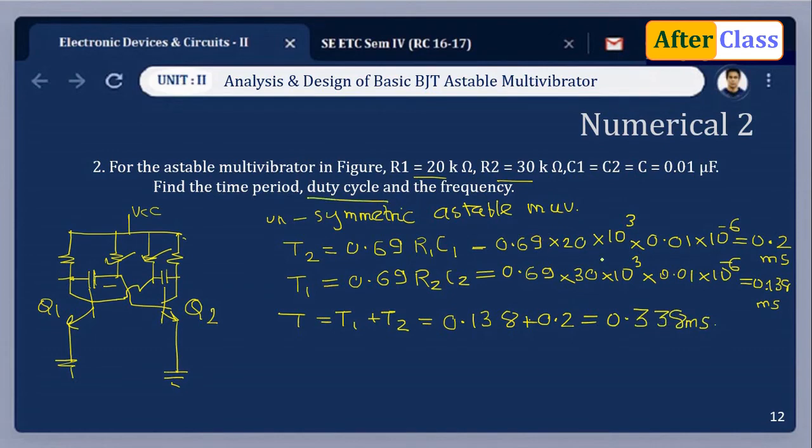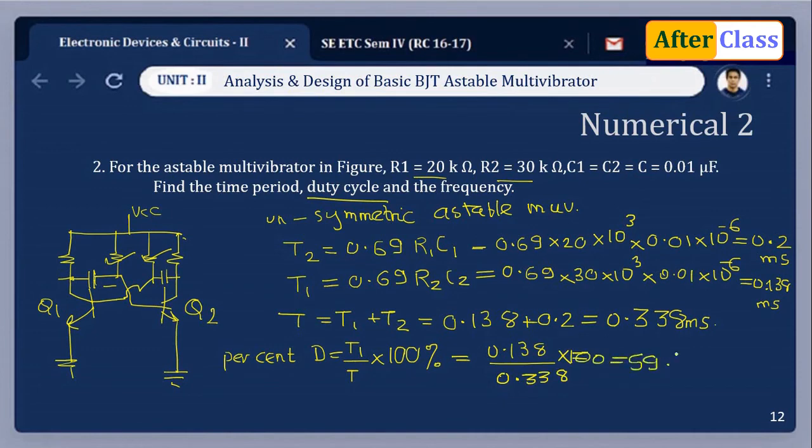What is asked? Calculate the duty cycle. Now what do we mean by duty cycle? It is the T on divided by the total time period. The total time period is T on plus T off. So percent D equals T1 upon T into 100%. If I calculate this, 0.138 divided by the time period, 0.338, into 100%.